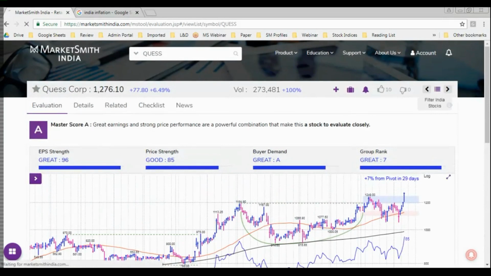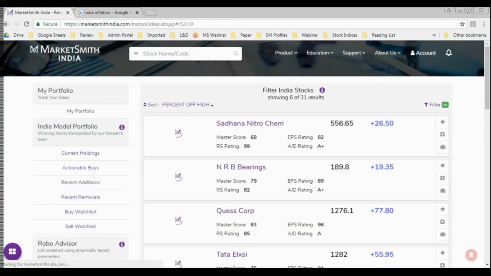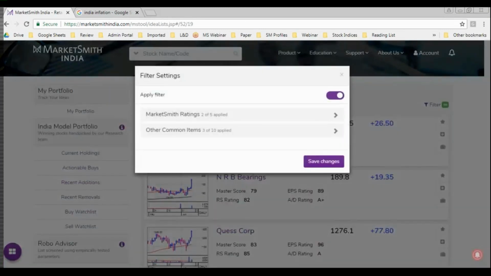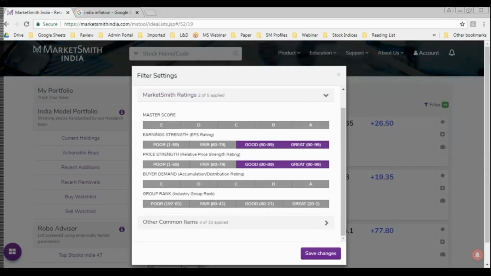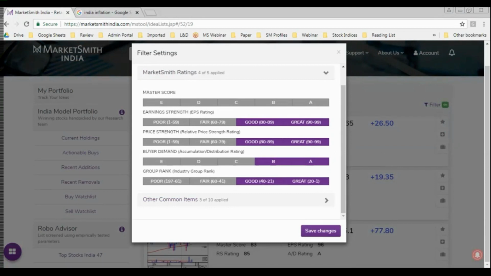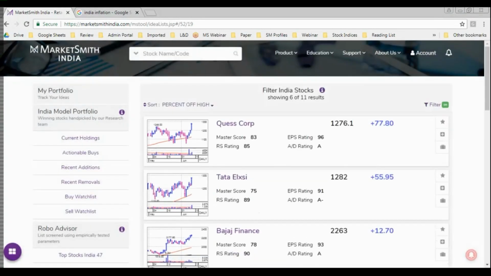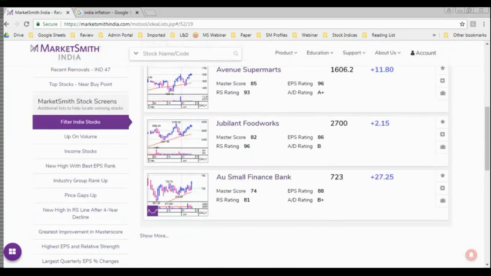All you need to do is filter those stocks, and you can also add additional screens to make sure that you're restricting yourself to only quality stocks and removing the laggards. You can add the buyer demand as well. You can also think about restricting your criteria to only top leaders, so even in terms of group rank, they are the top leaders. Then you can see how many stocks are coming up. We don't see many stocks. There are just 11 stocks over here.